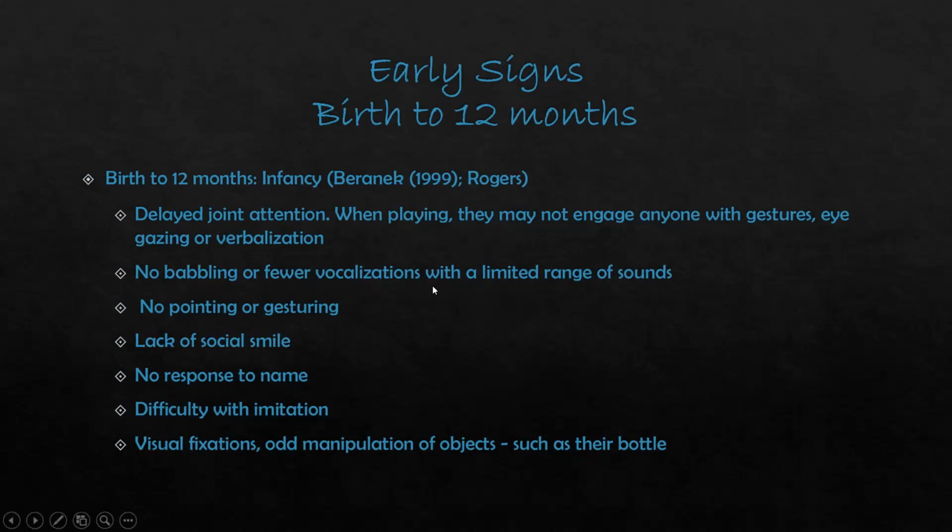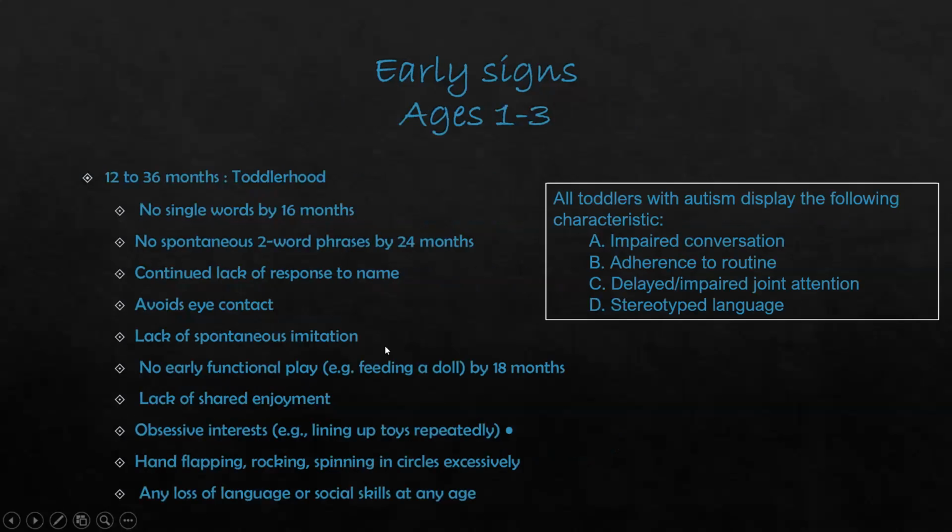Okay, no babbling. And we see a limited range of sounds, no pointing or gesturing, a lack of a social smile, no response to a name, difficulty with imitation, and then they have those odd manipulations of objects. They do different things with the objects. I want to cover this first. All toddlers with autism display the following characteristics: impaired conversation, adherence to routine, which means they do not adhere to the routine, delayed and impaired joint attention. They're not looking you in the eye. They're not babbling. And that stereotyped language.